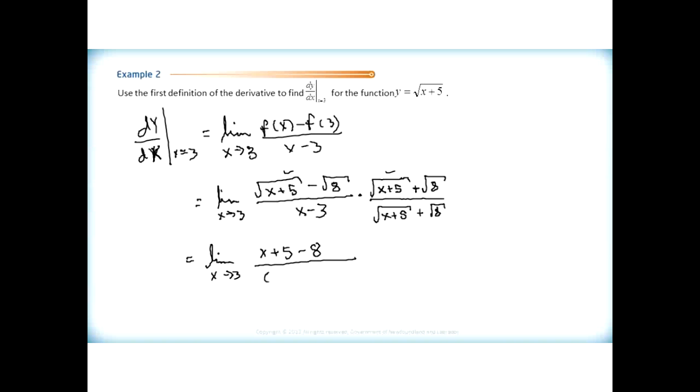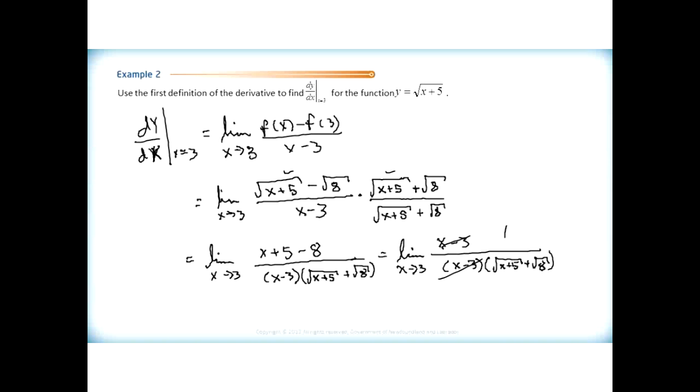And that's all divided by x minus 3 times that ugly conjugate, the square root of x plus 5 plus the square root of 8. Since our numerator is x minus 3 and our denominator has an x minus 3 factor in it, we're in good shape to evaluate this limit. They cancel out, and then we can just fill in our 3 to get a value.